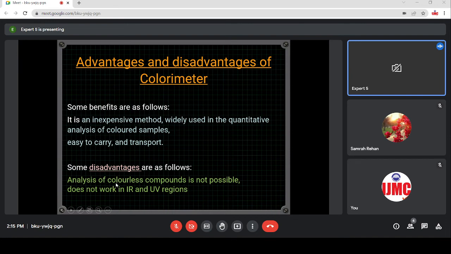It analyzes only colored compounds. Colorless compound detection is not possible through this instrument. Only colored compounds can be detected. This is the main drawback of colorimeter, and it does not work in infrared and UV regions.